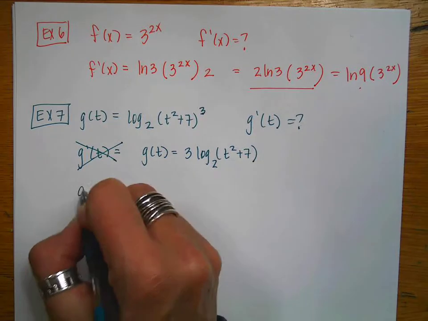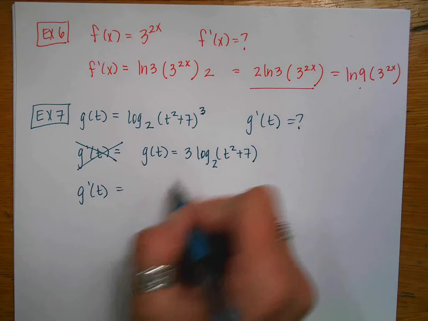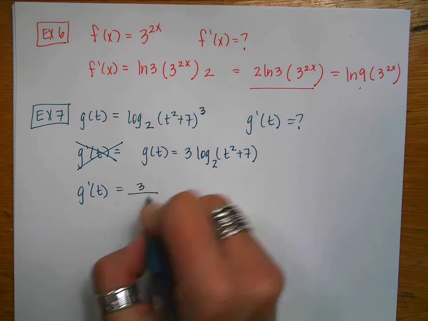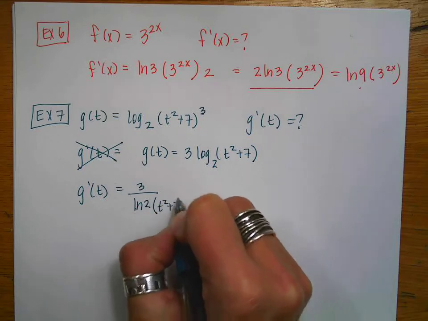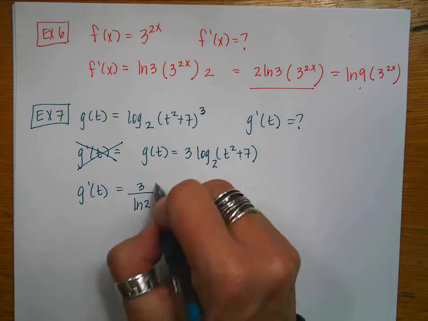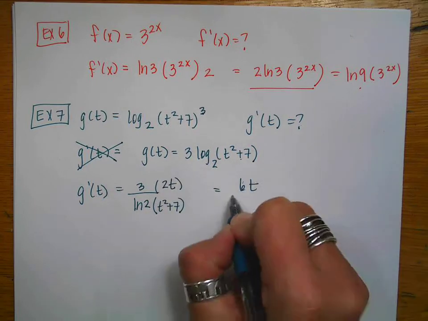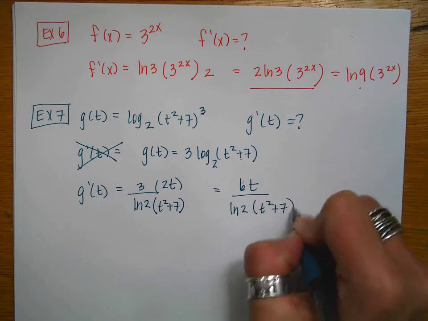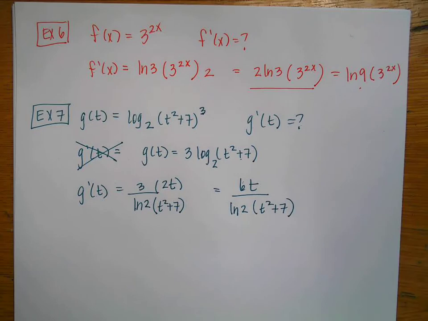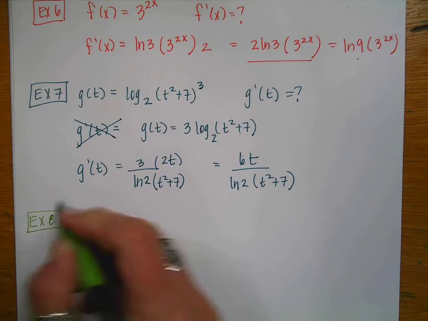is 3 times the log base 2 of t squared plus 7. So now when I do g prime of t, okay, it's going to be, the 3 is a constant, so it just stays, over the natural log of 2 times t squared plus 7 times the derivative of the inside, which is 2t. So this is going to be 6t over the natural log of 2 times t squared plus 7. And that wasn't so horrible. All right, one more example, and then we are done for today.